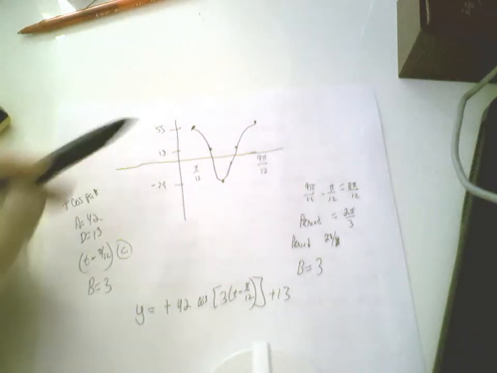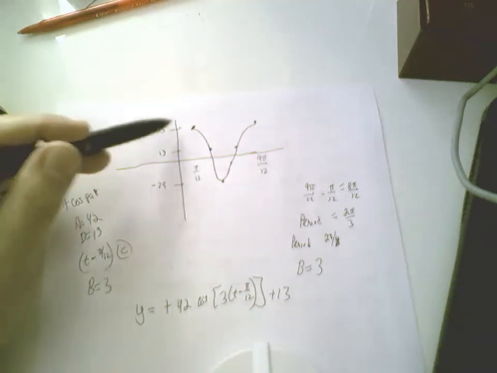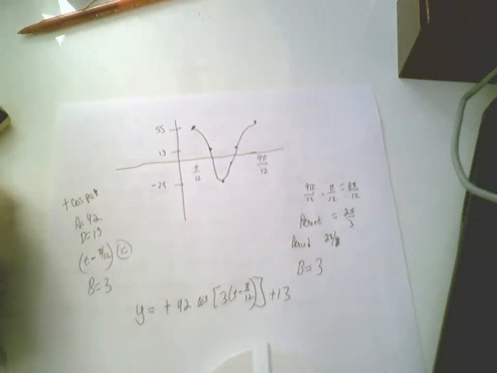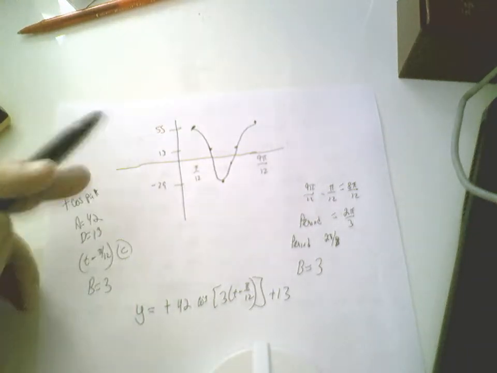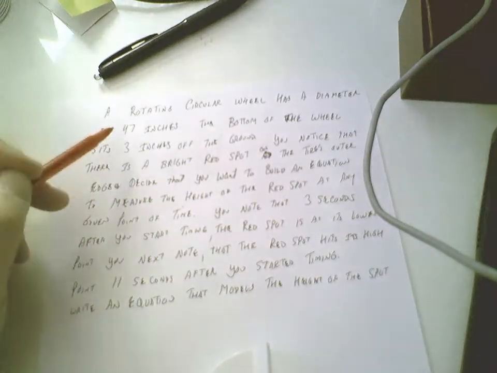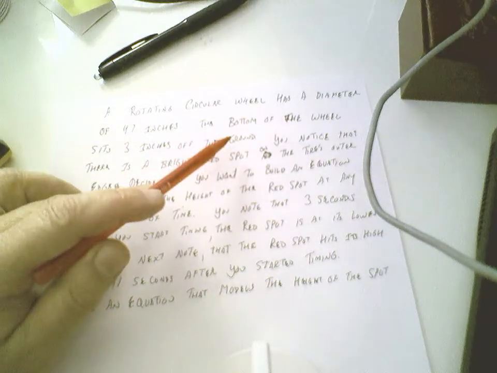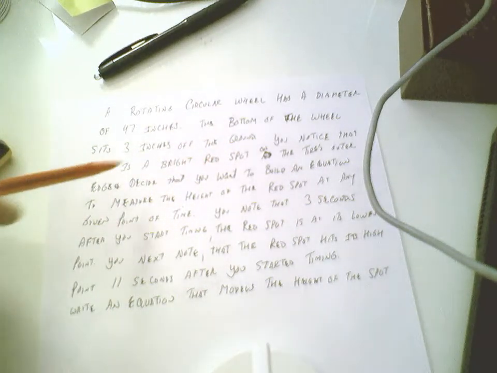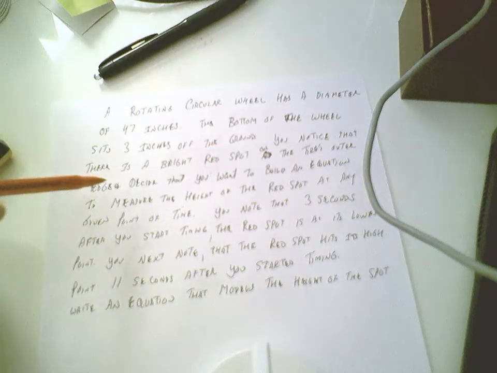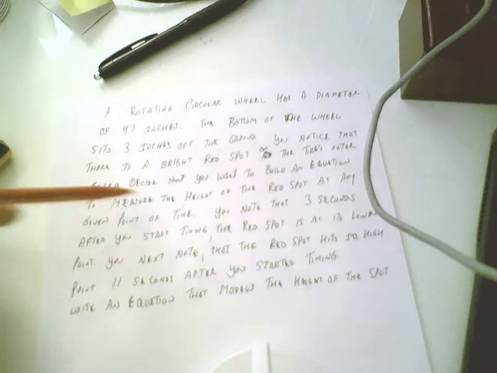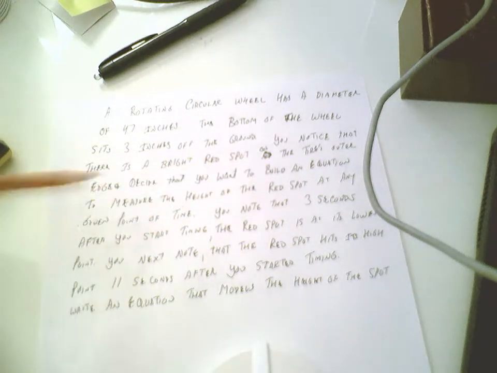So understanding the patterns, understanding the values gives you all you need to build a pretty complex equation. All right, let's do one more problem. It's a word problem. A rotating circular wheel has a diameter of 47 inches. The bottom of the wheel sits 3 inches off the ground. You notice there's a bright red spot on the tire's outer edge and decide you want to build an equation to measure the height of the red spot at any point in time. How high is that red spot above the ground?